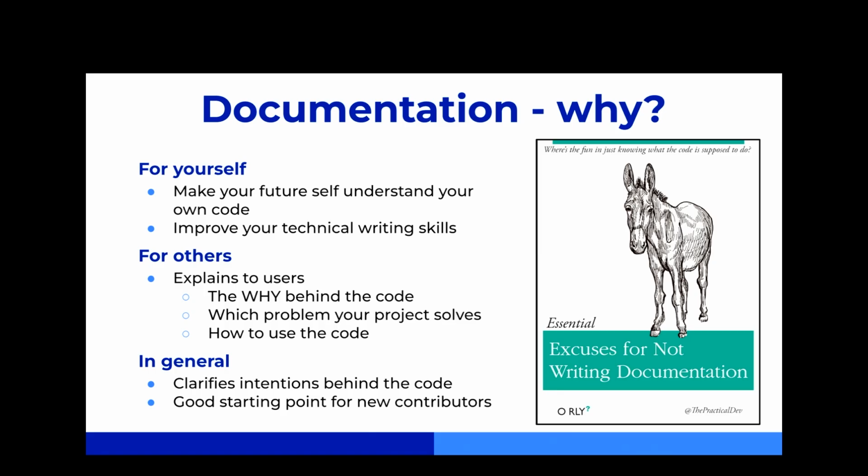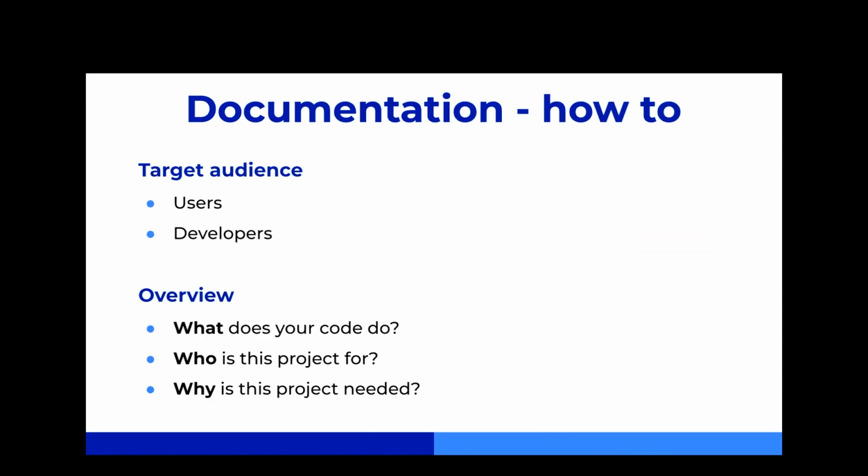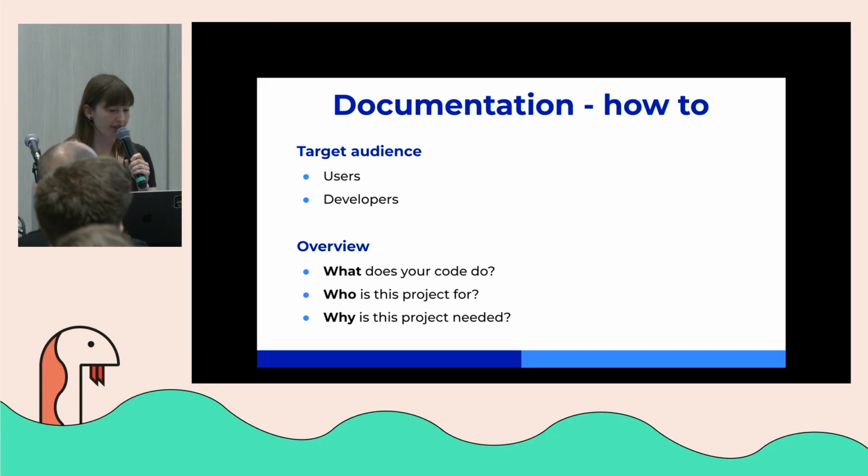Now that we covered the why, let's have a look at the how-to. These are the most important aspects that you need to keep in mind. First of all, there are two types of audiences. First, users, people who want to use your code. They might not care so much about how it works internally. And then there are developers, people who want to actually work on the code base. You need to keep these two kinds of people in mind.